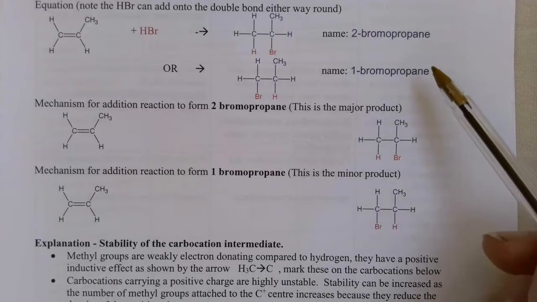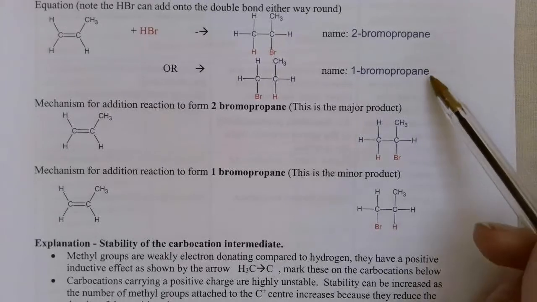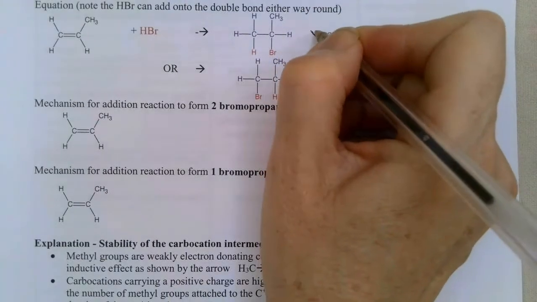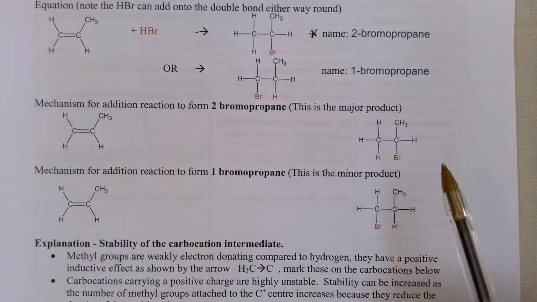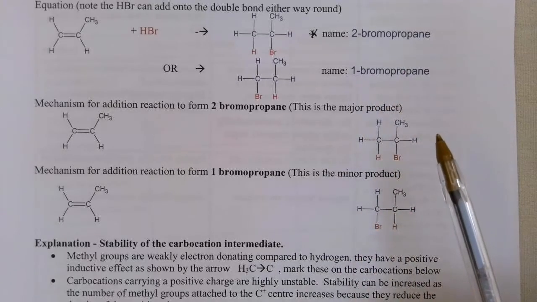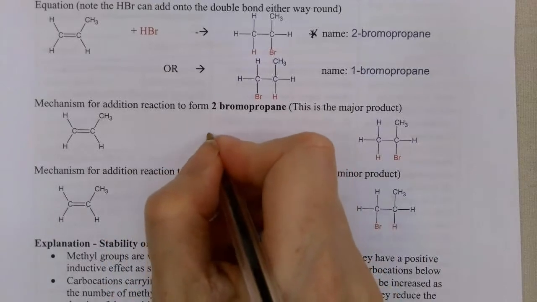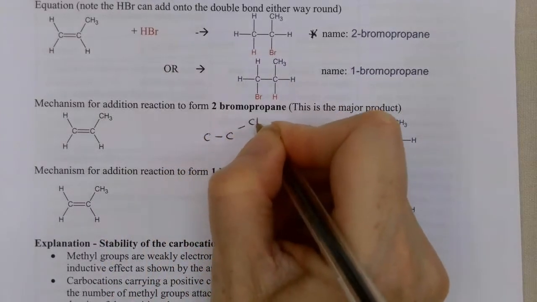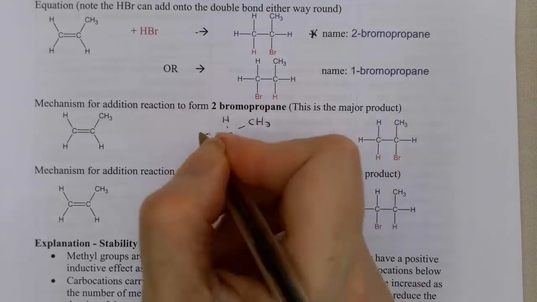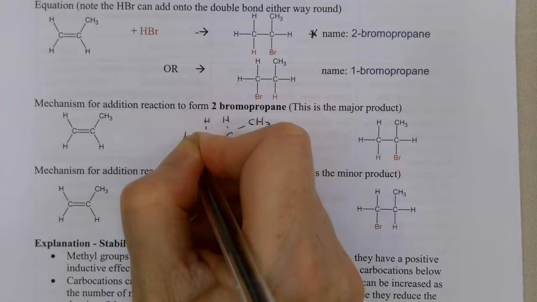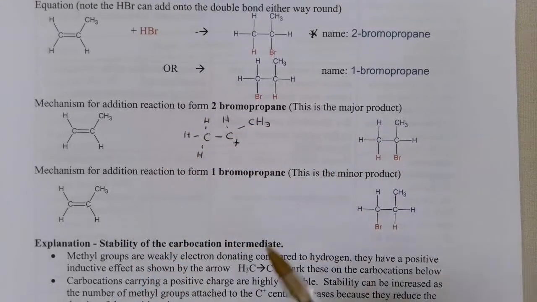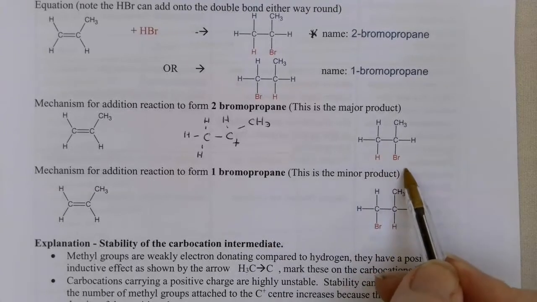So remember, when we add hydrogen bromide to our propene, we get these two products, 2-bromopropane and 1-bromopropane. This is my major product, this is my minor product. We do get some 1-bromopropane, just not as much as we get of the 2-bromopropane. And this is down to this stability of the carbocation. So in this case, the 2-bromopropane, the positive charge goes on that second carbon, and the hydrogen is added to the first carbon. So there's my additional hydrogen, there's my bromine.